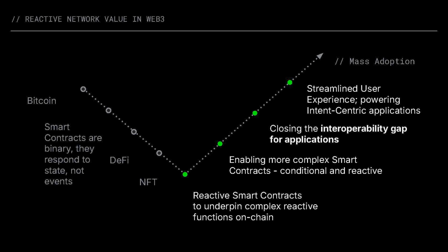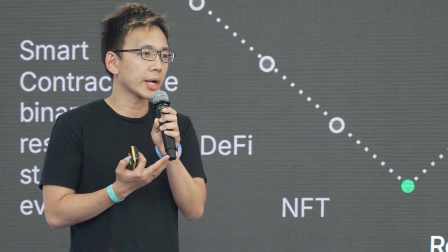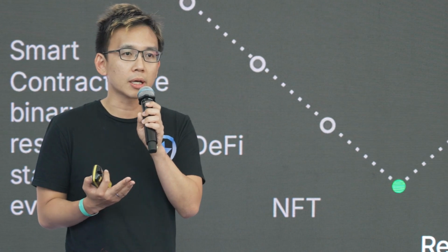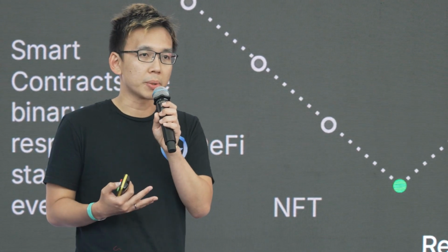What's the value in Web3? With reactive smart contracts to underpin complex reactive functions on-chain, it can enable more complex smart contracts. They're conditional, they're reactive. From these more complex smart contracts, we can close this interoperability gap for applications. It will streamline user experience and power intent-centric applications. Earlier, Vitalik mentioned UX, and that was a very key thing that we want to address in this space as well. I'll explain more about how we will be at the center of it later.